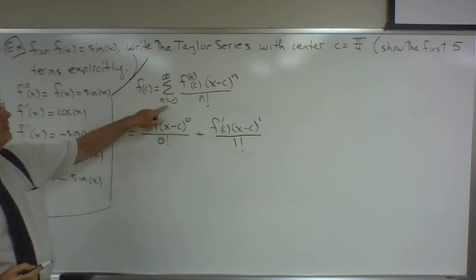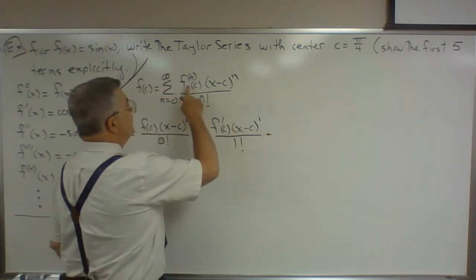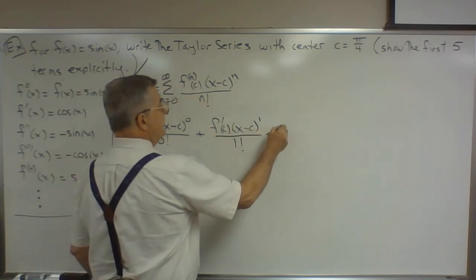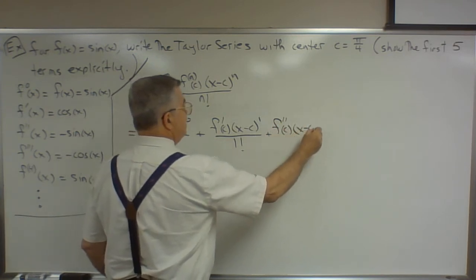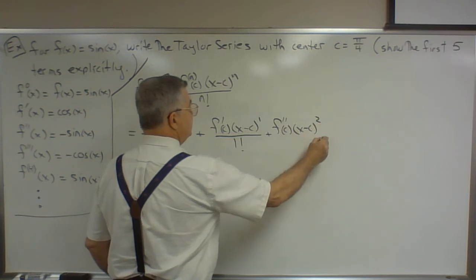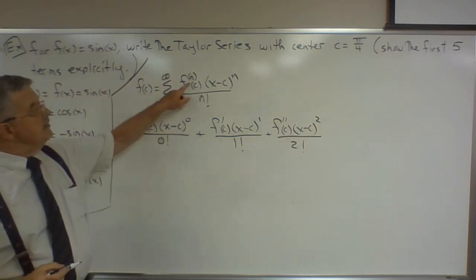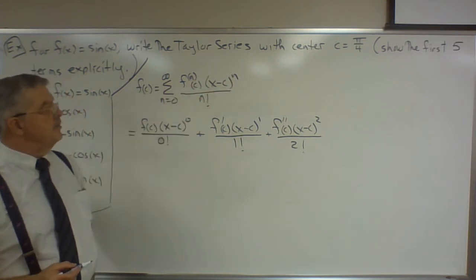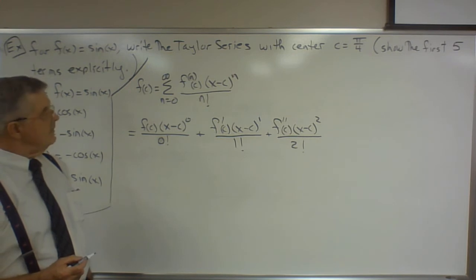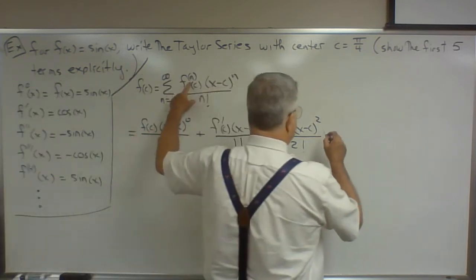Now n increments to 2. And we have the second derivative times x minus c to the second over 2 factorial. N increments to 3. So n is 3. We have the third derivative.